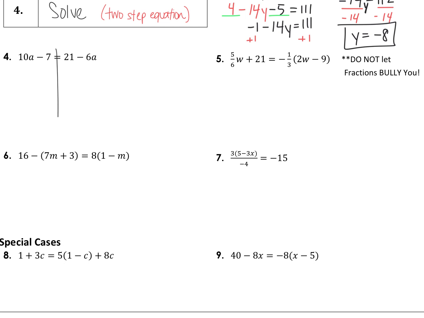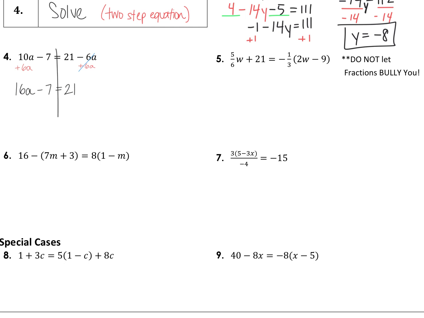And now we do have variables on both sides. You can do what you want, but I usually move right to left so that the variable's on the left side. I see minus 6a. How do I undo it? Add 6a to both sides. That cancels this out. And you're left with 16a minus 7 is equal to 21.